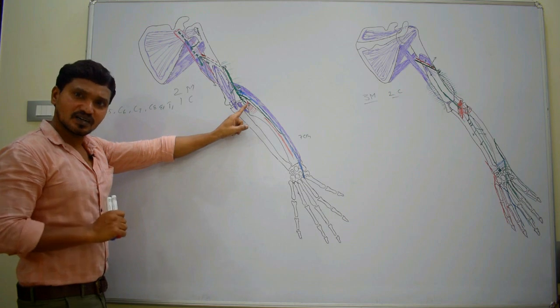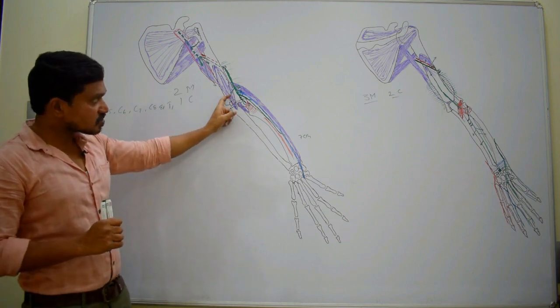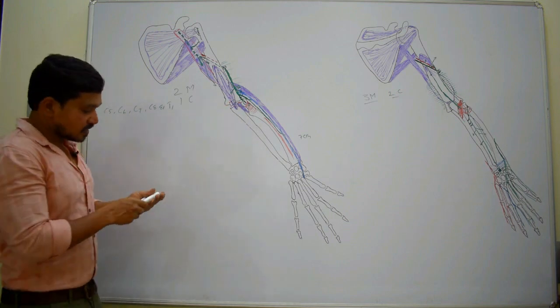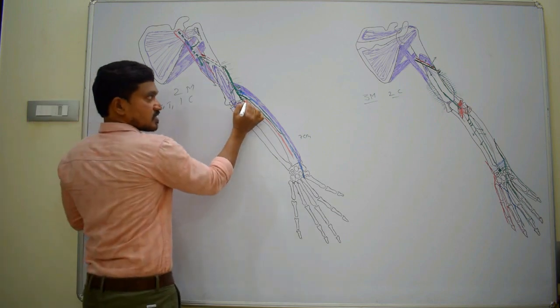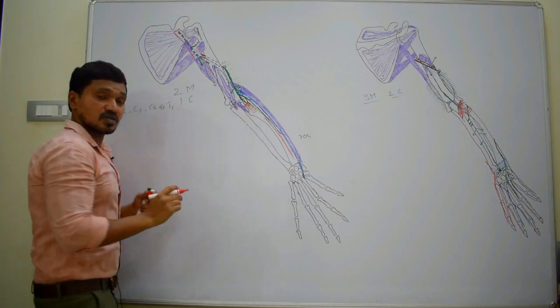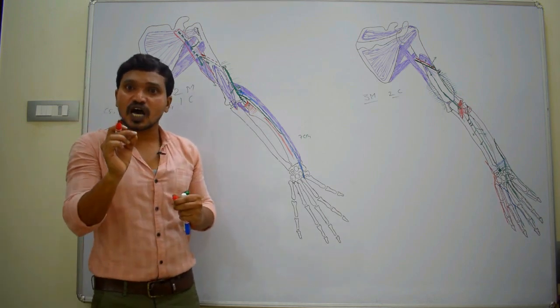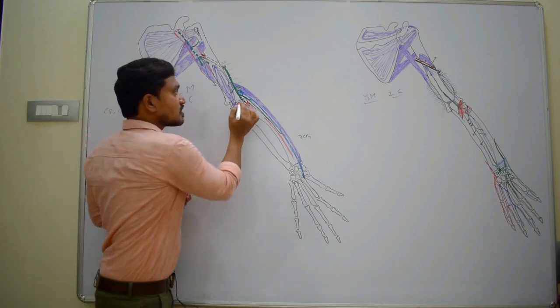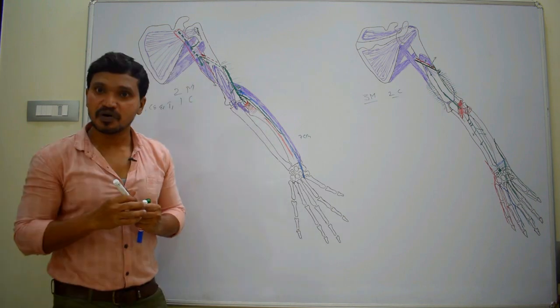Then coming to the injury at the radial tunnel. What is the radial tunnel? It is where the nerve passes through the supinator muscle. See here, this is the upper margin of the supinator muscle. This upper margin of the supinator muscle sometimes becomes very sharp and fibrous. At that time, if the nerve is injured here, what will happen?